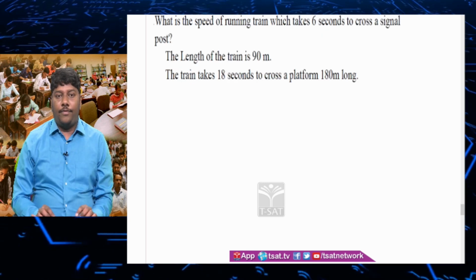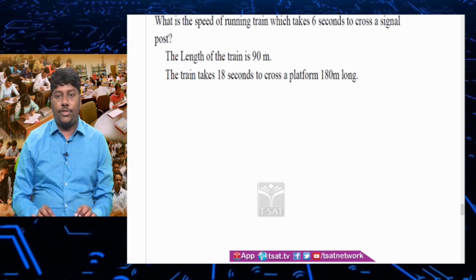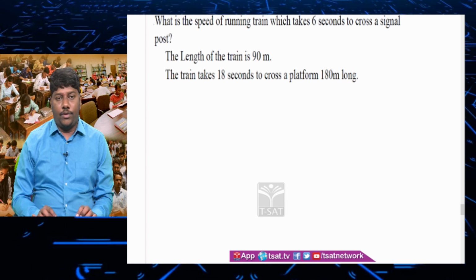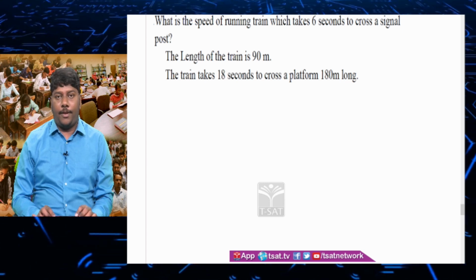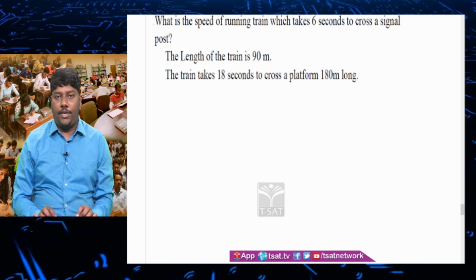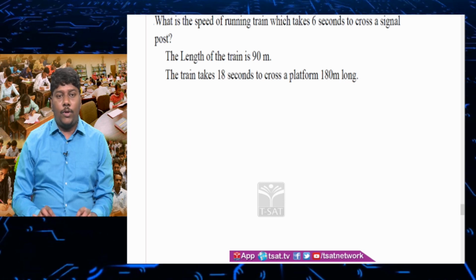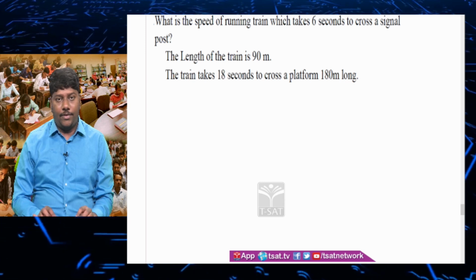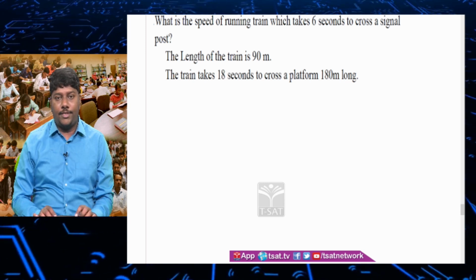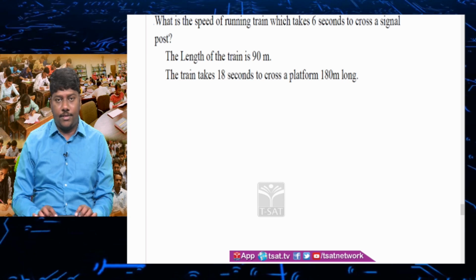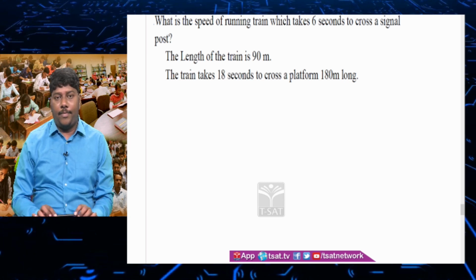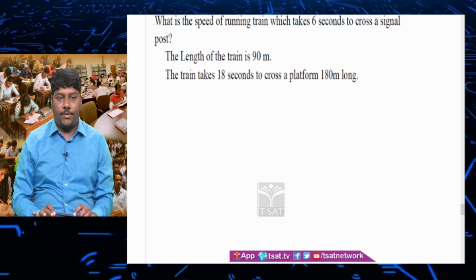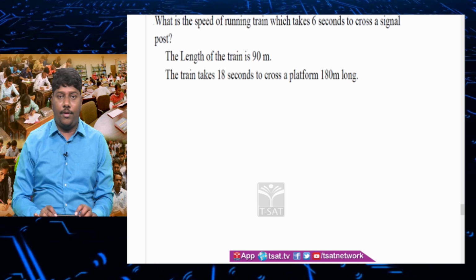What is the speed of a running train which takes 6 seconds to cross the signal post? He is asking you the speed of the train. Now you know the time, all you need to know is the length of the train. Statement 1: the length of the train is 90 meters. If the length of the train is 90 meters, it crosses a pole in 6 seconds, so you can say 90 by 6. Just by looking at 90 by 6, I can answer it. You don't need to even divide it. So by using statement 1, you can answer it.